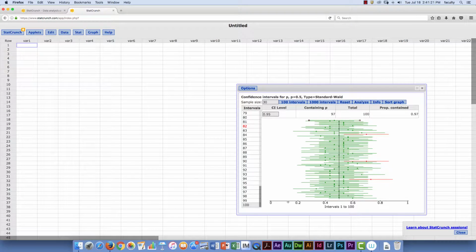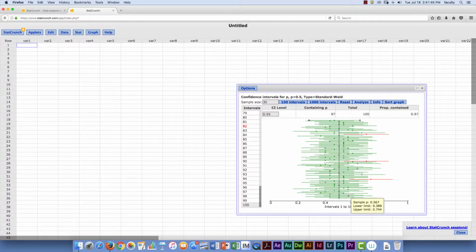So let me explain what we're looking at. What we've done is we've done 100 intervals. For example, let's take a look at this interval right here. In this interval, we got a sample proportion of 40%, an upper limit of 0.575, a lower limit of 0.225. Let's take a look at another interval.